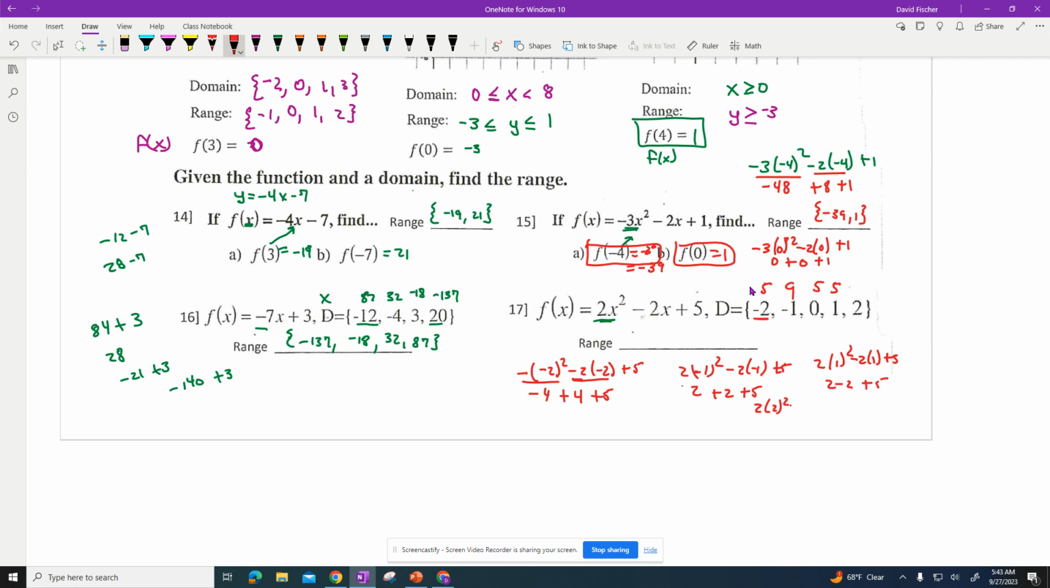And now my last one, I want to plug in a 2. 2 squared minus 2 times 2, plus 5. 2 squared is 4. 4 times 2 is 8. -2 times 2 is -4, plus 5. Notice I am not using my calculator for any of this. Hopefully, they're small enough numbers that we can do it mentally. 8 minus 4 is 4, plus 5 is 9 again. So up here I have 2 5s, a 9, and a 17.